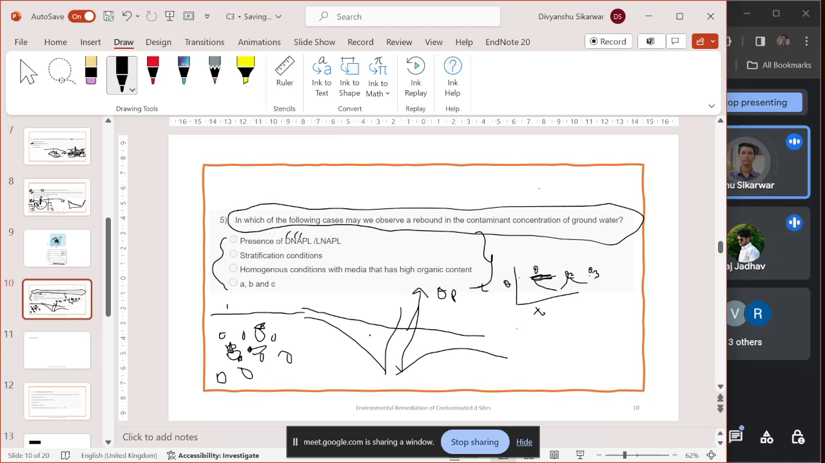If this is a soil particle and the contaminant is absorbed over this soil particle, now we have removed water. This is the water level now, but we can't get this contaminant, right? So once we stop the pumping, this water level gets restored, right? So now the water which gets restored, this contaminant will come out in the water.